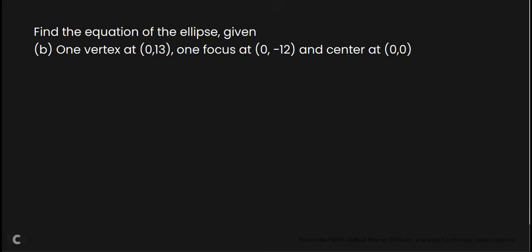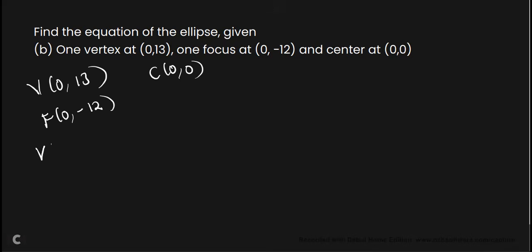Then to B, find the equation of the ellipse given one vertex at 0, 13, and one focus at 0, 4. And the center, as I've already told you, is 0, 0. So in this situation, your A is on the y-axis, so your A is 13.